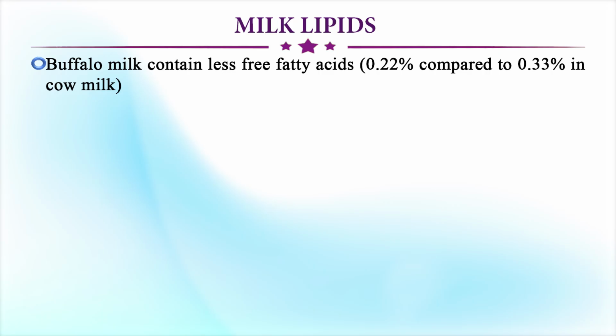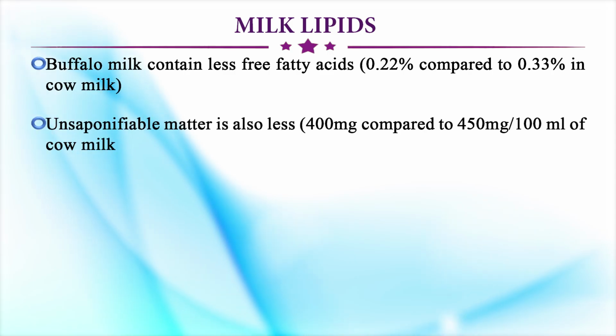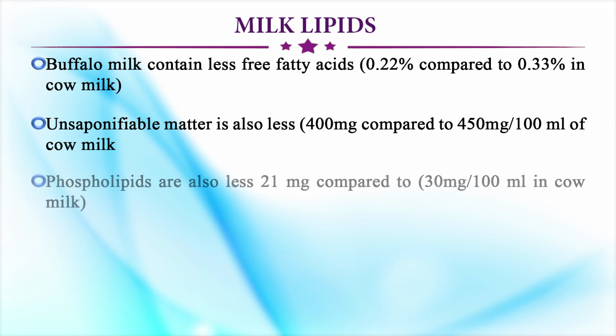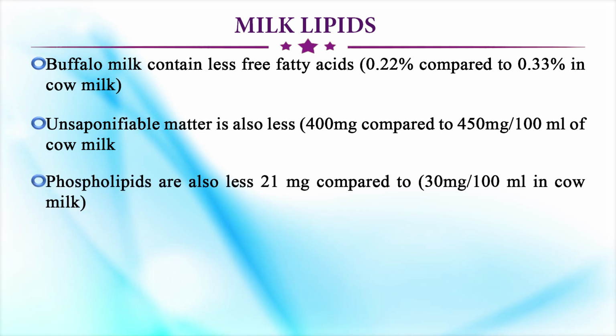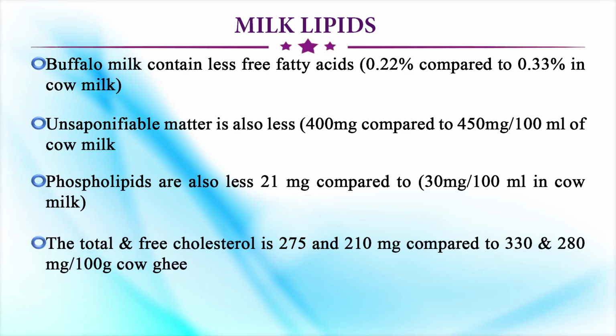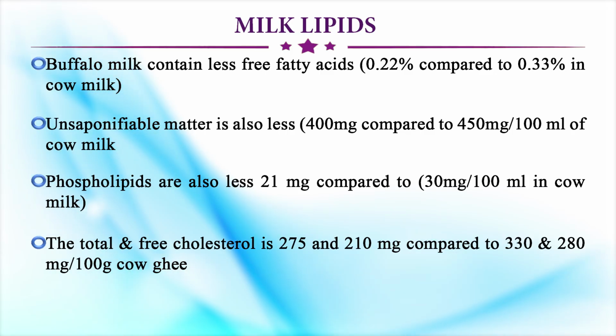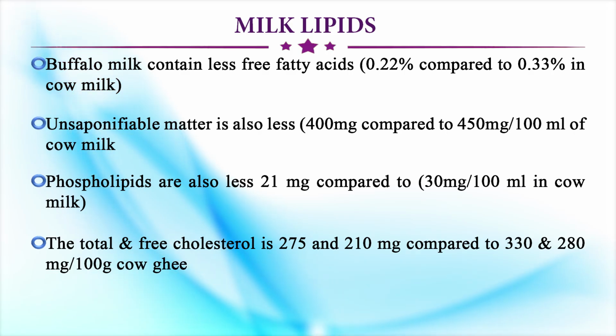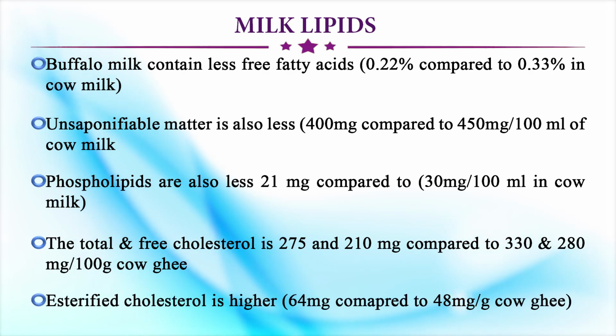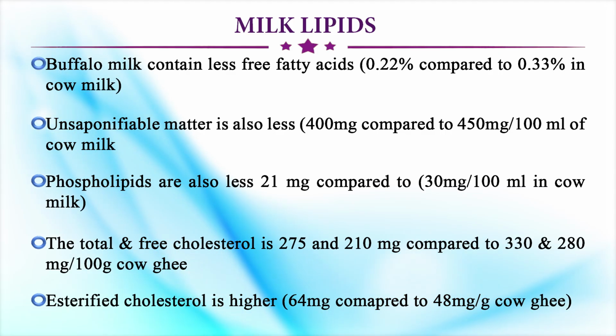Now we come to the milk lipids. Buffalo milk contains less of the free fatty acids as compared to cow milk. Unsaponified matter is also less as compared to cow milk. Phospholipids are also less. The total and free cholesterol is also less, it is 275 and 200 milligram as compared to 330 and 28 milligram in cow.